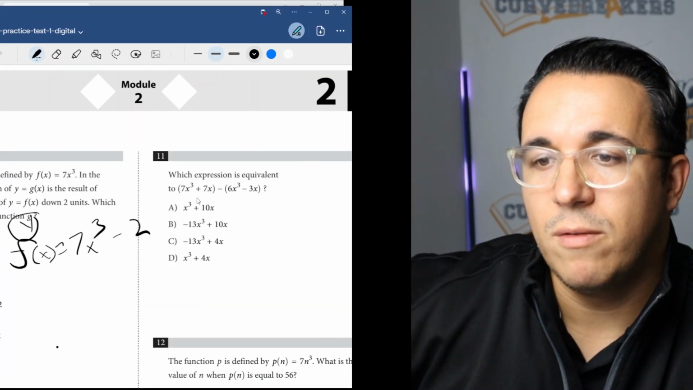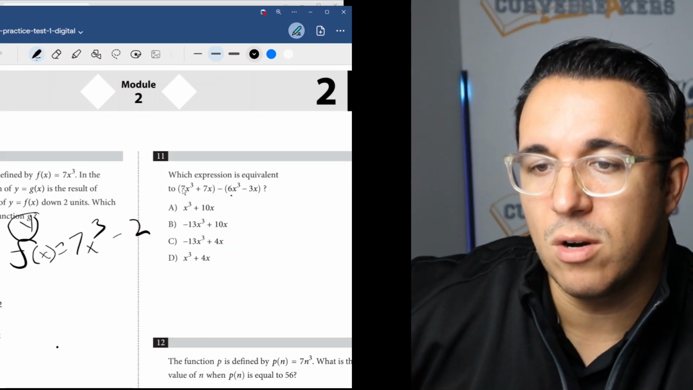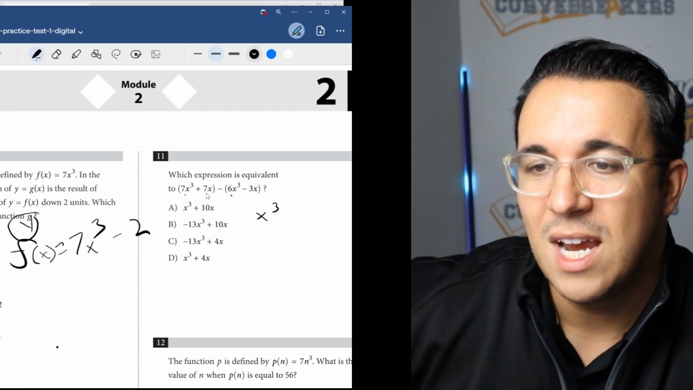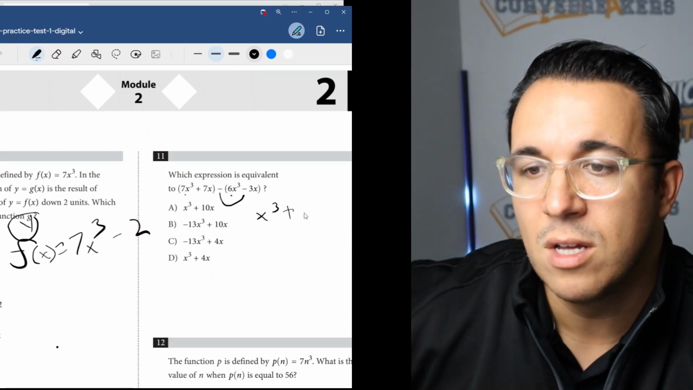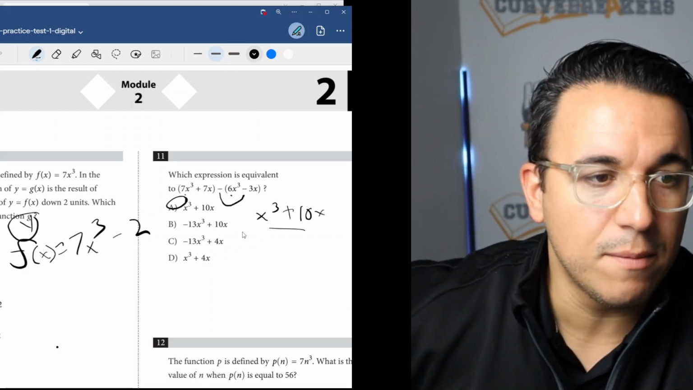Which expression is equivalent to, right? So we want to make sure to match the like terms. This x third term, 7x to the third minus 6x to the third is going to be x to the third. And then 7x minus negative 3x is going to be plus 3x. So 7 plus 3 is 10x. So I'm going to have this, which is answer choice A. Let's take a look at number 12.